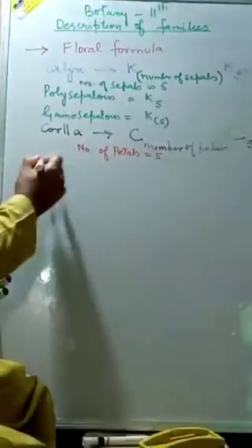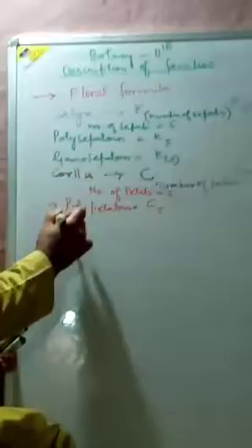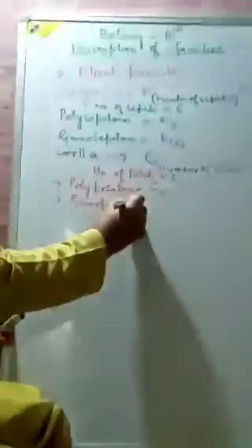Number of petals. If the number of petals is 5, the condition here is when they are polypetalous, when they are free, I can write it C5 without the brackets. If they are gamopetalous, then I have to write 5 within the brackets. So I have studied two words, that is the calyx and corolla.